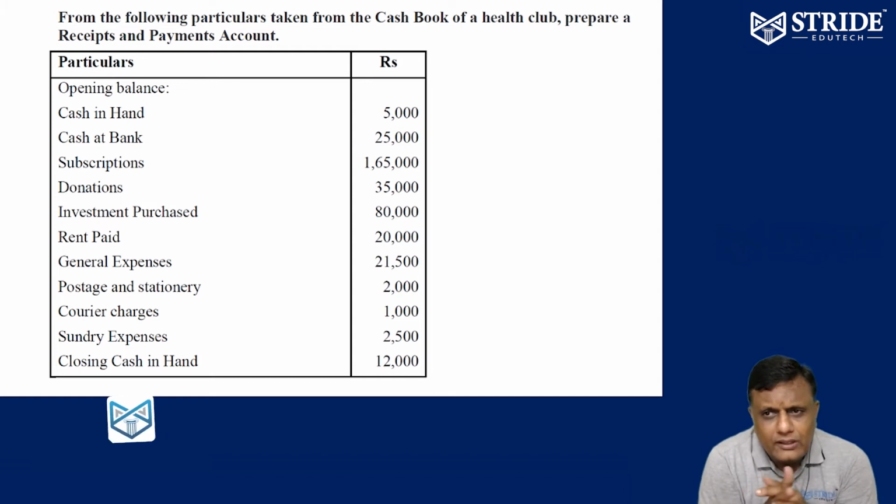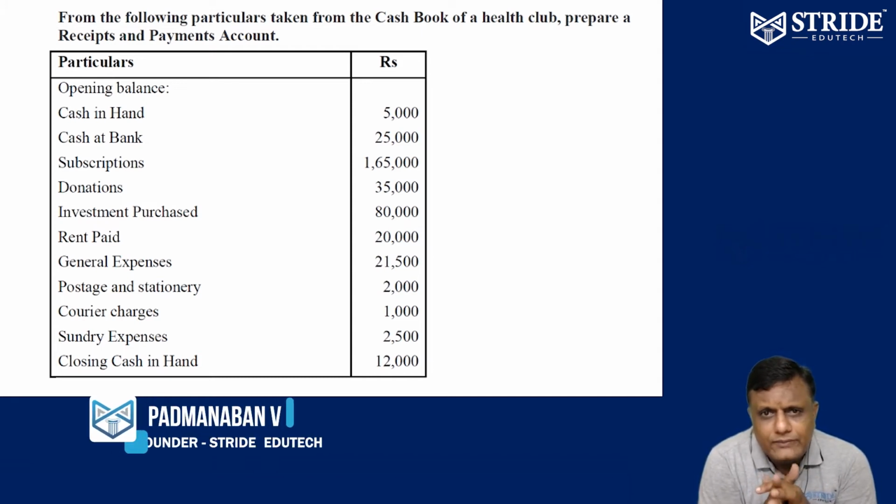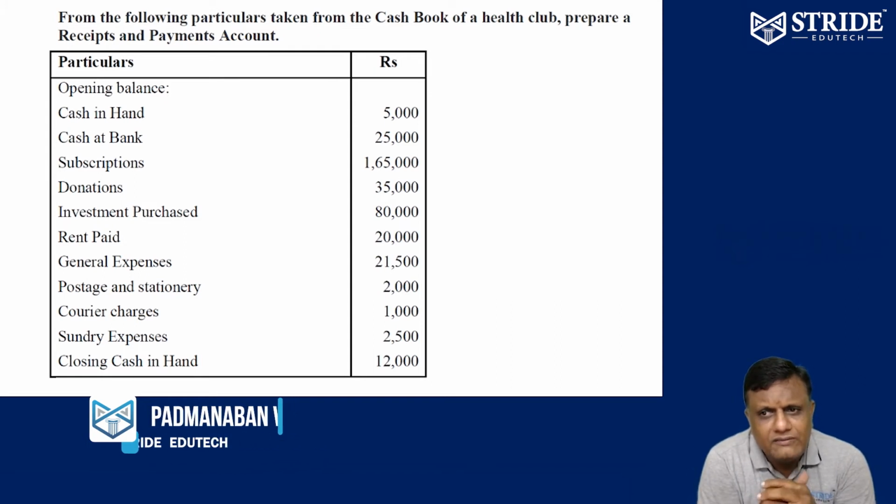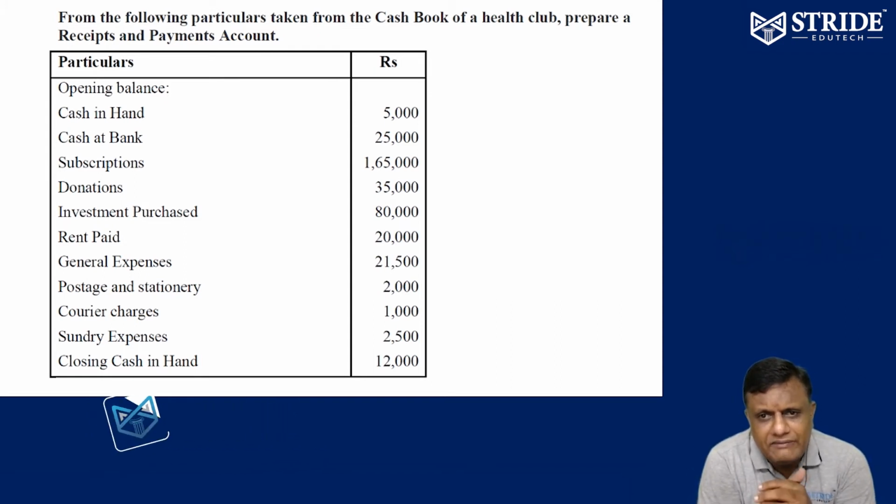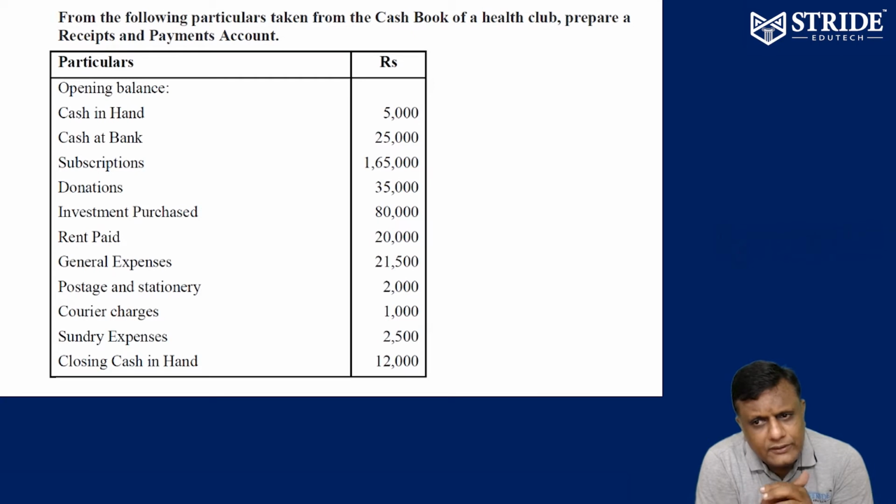From the following particulars taken from the cash book of Health Club, prepare the receipts and payments account. Opening balance cash in hand is given 5,000. Cash at bank 25,000. Subscription received 1,65,000. Donations received 35,000. Investment purchased 80,000. Rent paid 20,000. General expenses 21,500. Postage and stationery paid 2,000. Courier charges 1,000. Sundry expenses paid 2,500. Closing cash in hand 12,000.